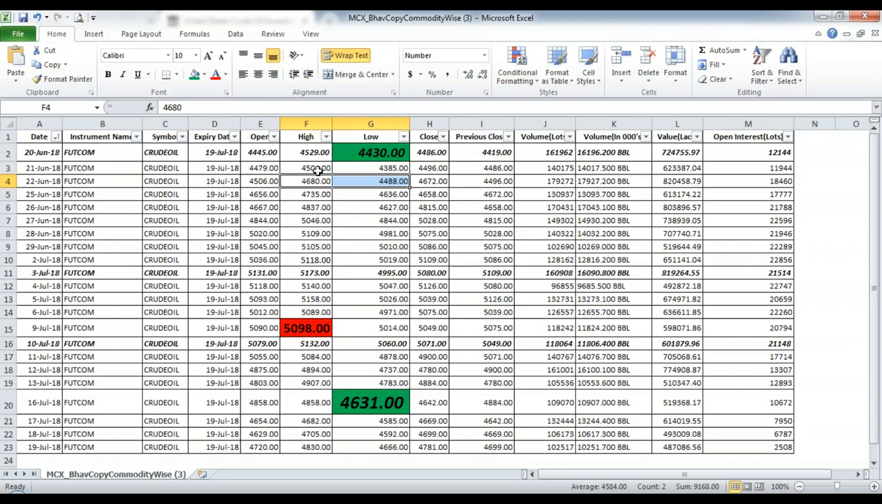Did it break out this level 4504? Yes. So it actually closed above 4504 and broke out, and the number of contracts is also very high. So there is some sort of selling which has happened. Now when this has happened, this level 4504 is one level. And when it broke out, this is the level which was broken out.